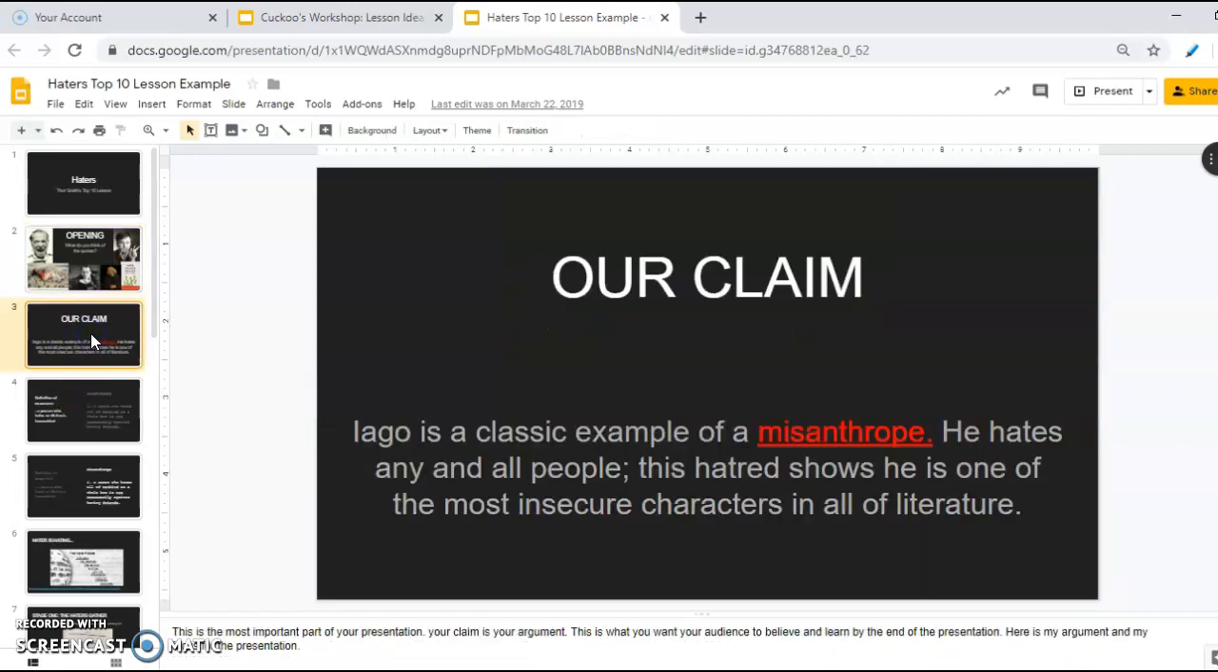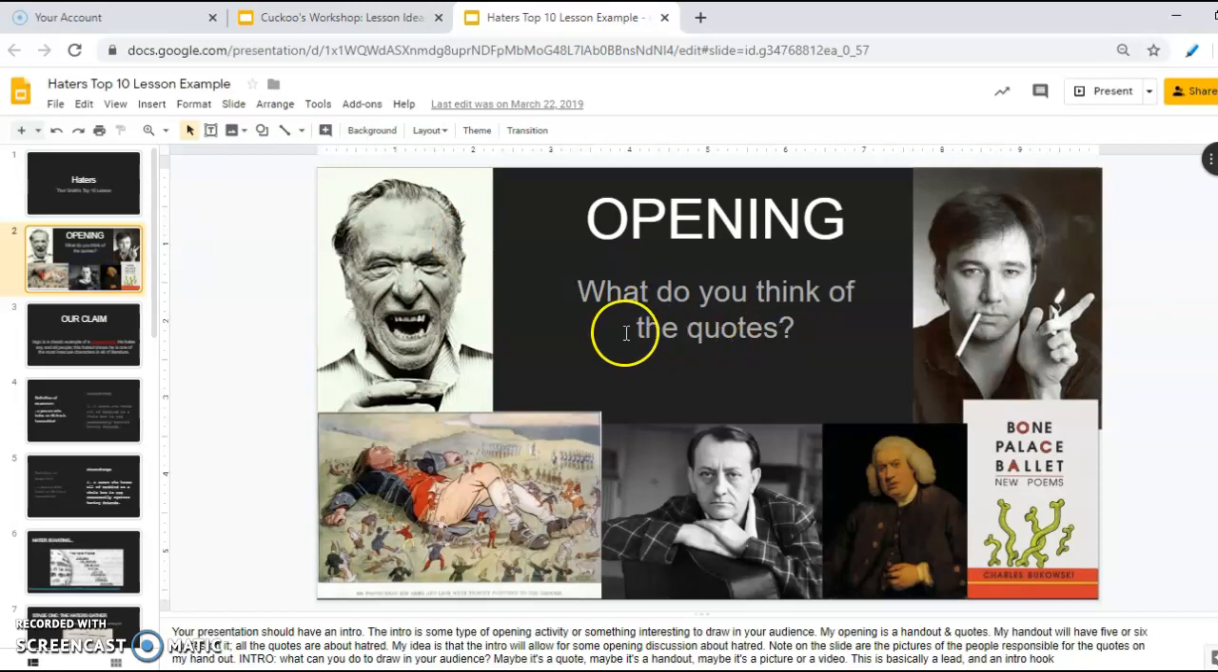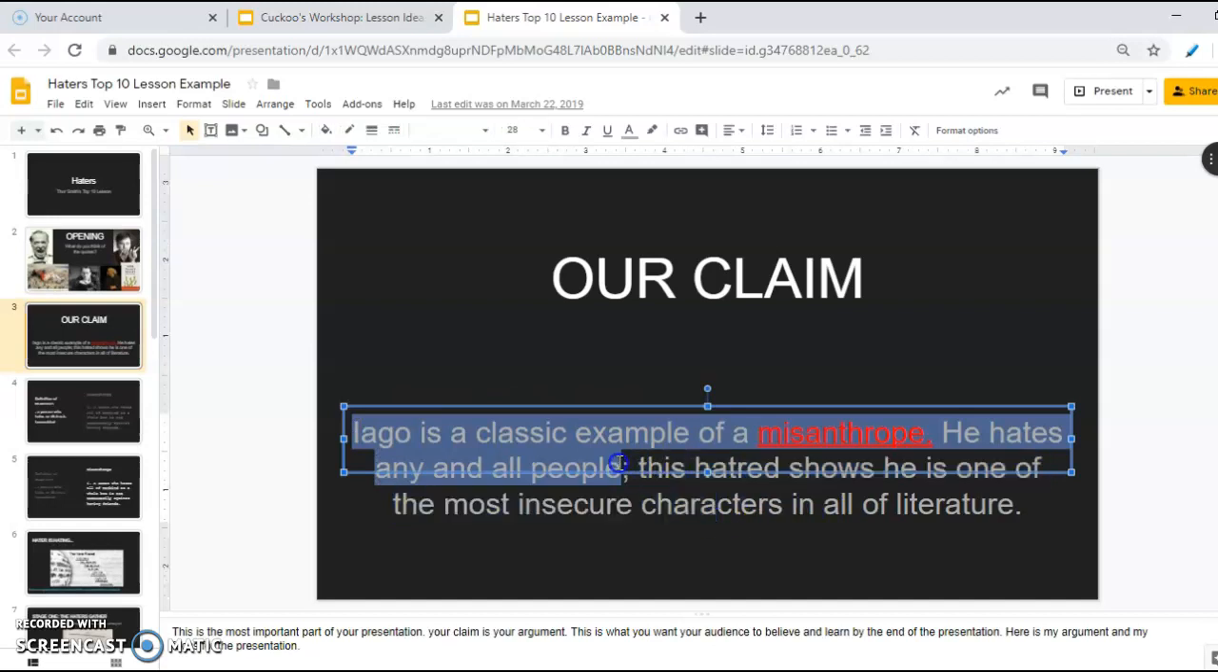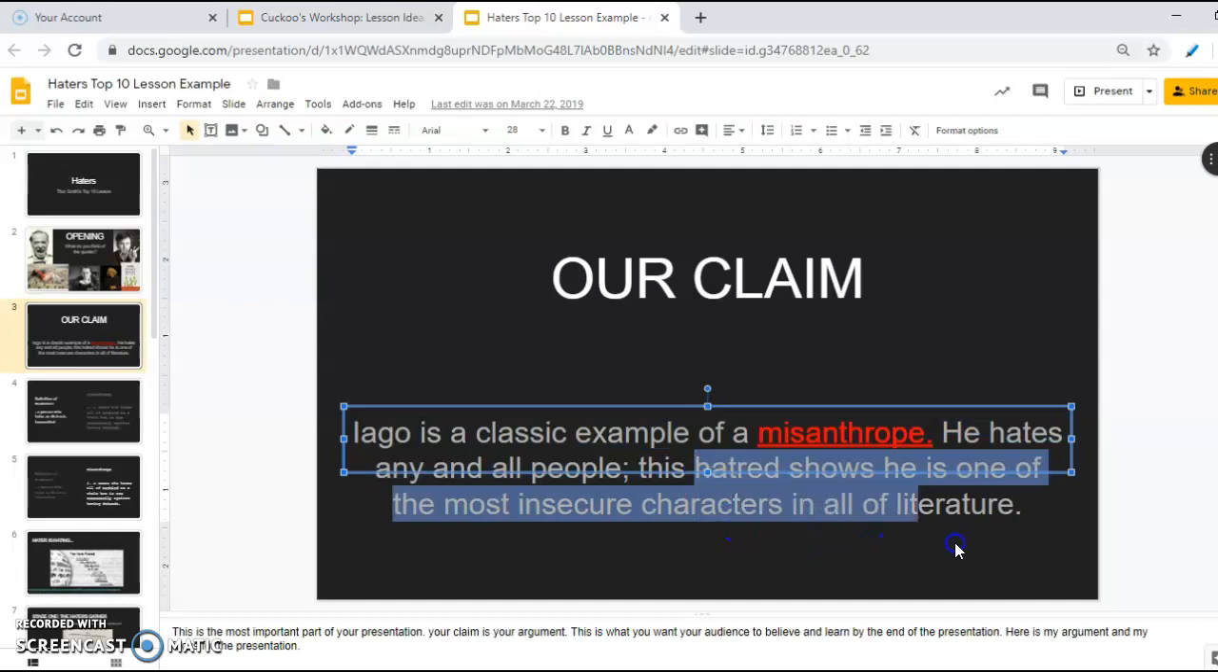My second slide goes straight into my claim. So my objective for the presentation is very clear. I kind of gave you guys a teaser with the hate, and then I bring in the hate with my argument. It's a 2-part argument, which is I think he has a lot of hate, but then I tell you why I think that hatred exists, because of his insecurity.